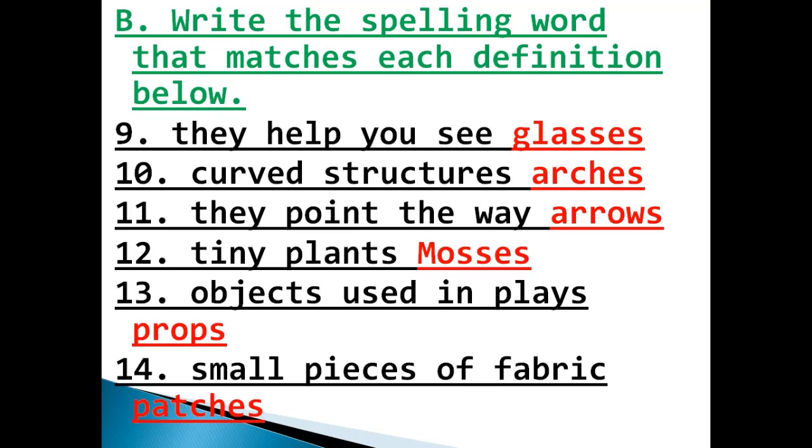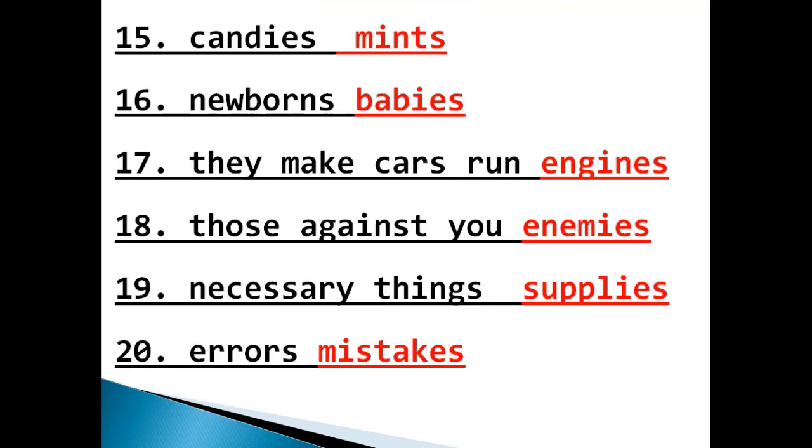13, objects used in plays, props. So props are those objects which are used in drama, in plays. 14, small pieces of fabric, patches. So patches are small pieces of fabric. Fabric means cloth. 15, candies, mints. Mints means candies. 16, newborns, babies. So babies mean newborns.